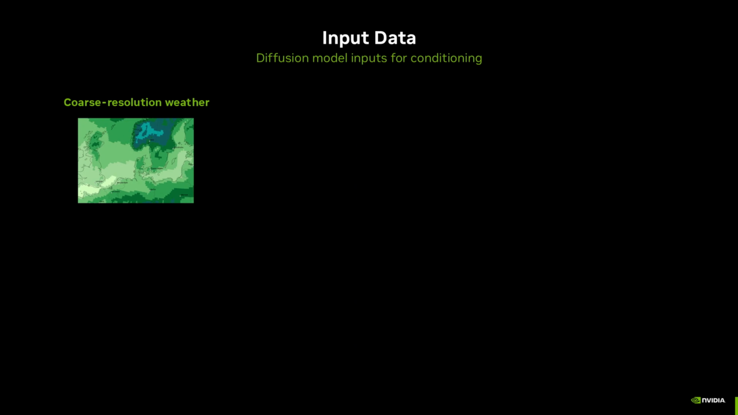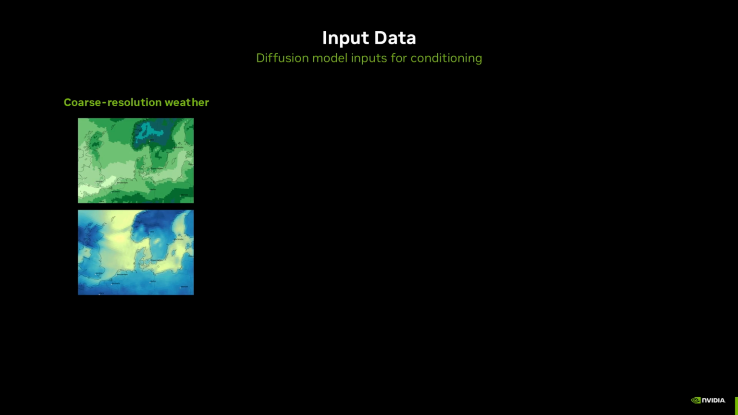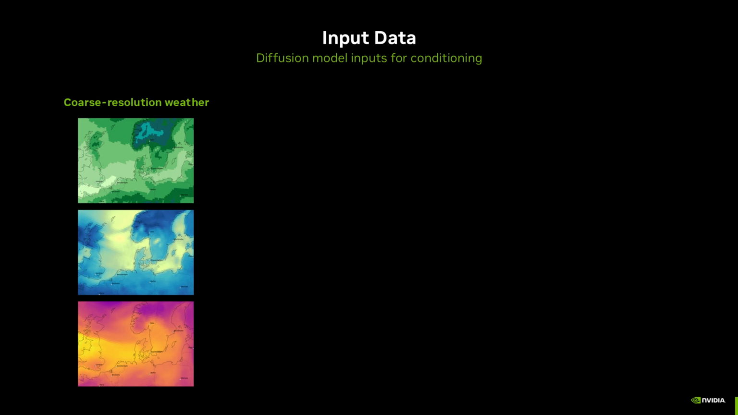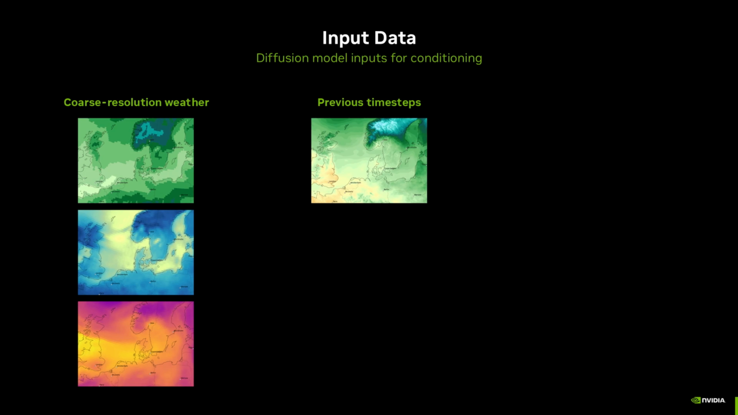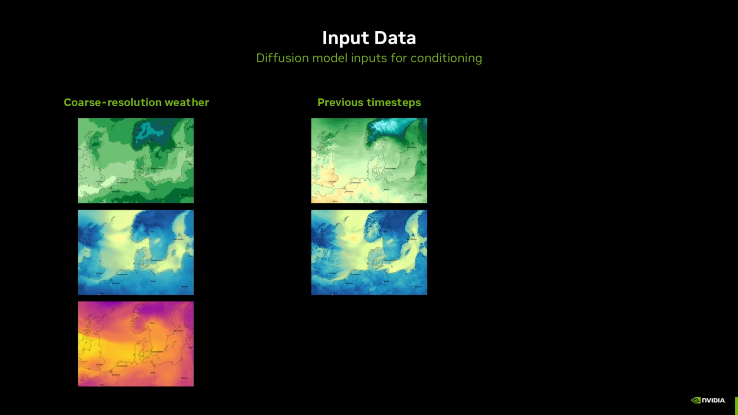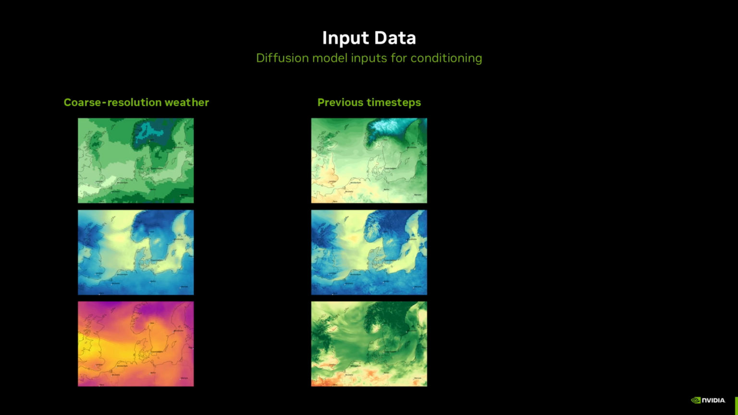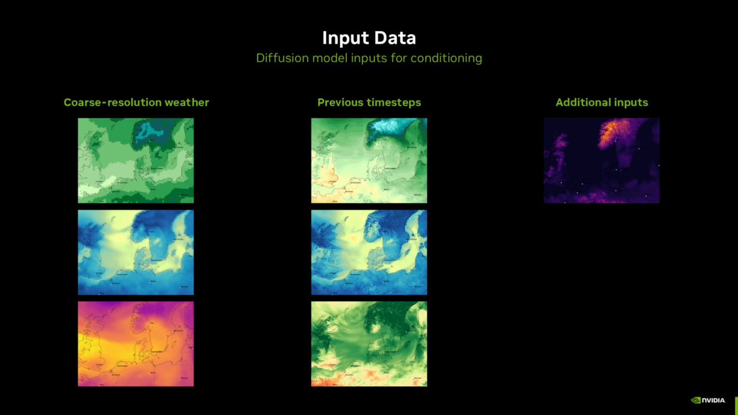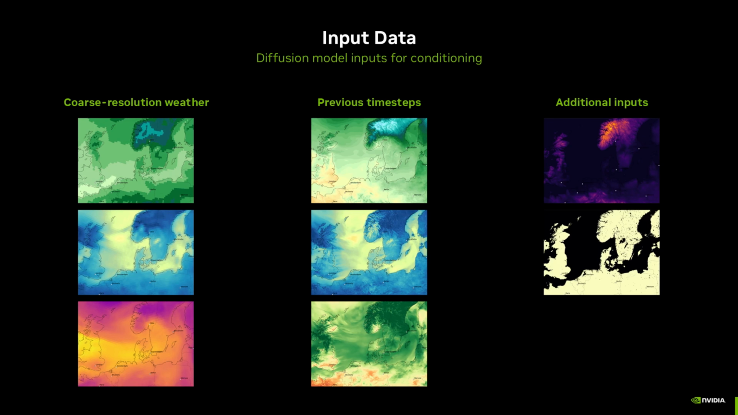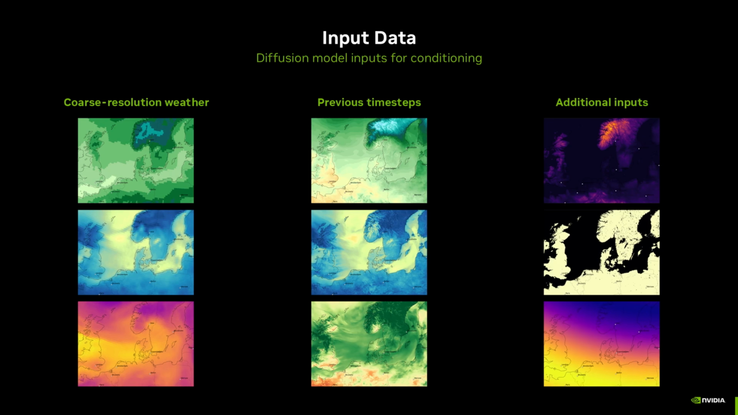During training and inference, we supply the model with additional non-noisy data. This allows the model to be conditioned on inputs like coarse resolution weather for downscaling or the previous time step for forecasting. Additionally, we can use data like the regional orography. PhysicsNeMo also allows us to add categorical data, for example to make a forecasting model aware of the current lead time.